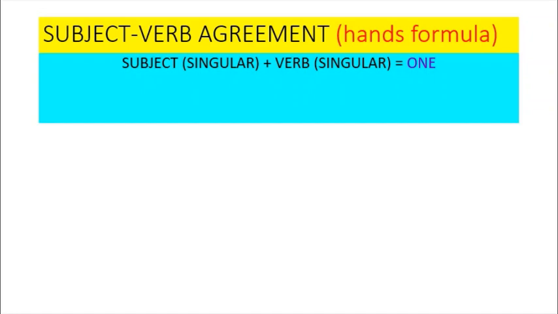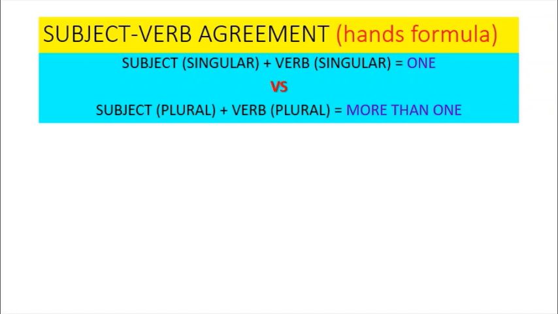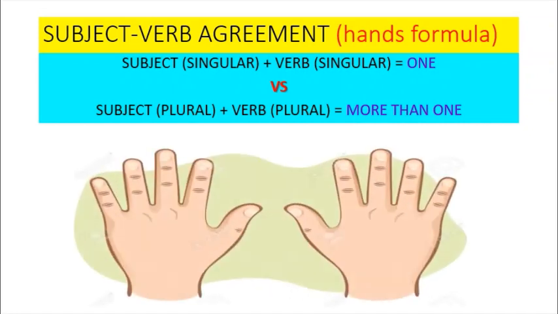If the subject is a singular noun or pronoun, the verb follows in singular form too. Singular means one person, one animal, or one object. If the subject is a plural noun or pronoun, the verb follows in plural form. Plural means more than one person, more than one animal, or more than one object.